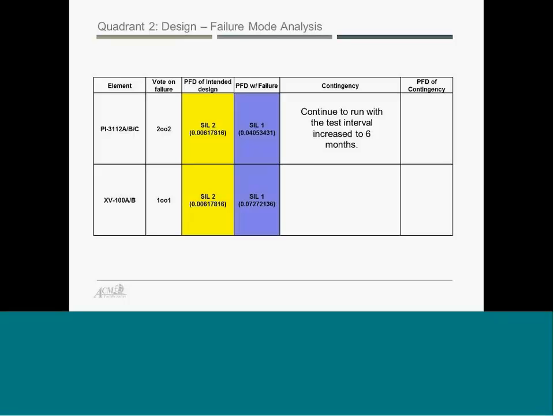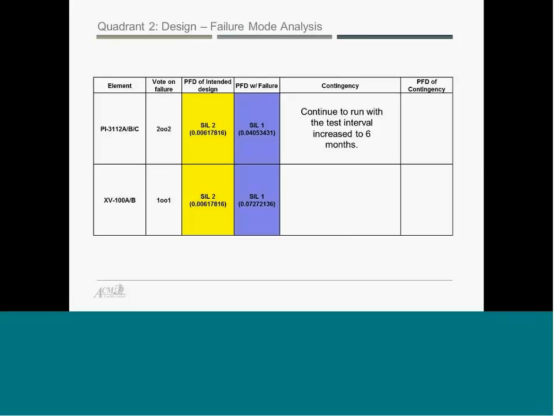So this doesn't necessarily mean that you're going to run forever with 6-month test intervals. That wouldn't be feasible. What this means is you can look at this and say, when was the last time I tested it? It was 5 months ago. Okay, I'm still safe. I can continue to run, but I need to fix that because otherwise I'm going to need to keep proof testing it over and over and over again.